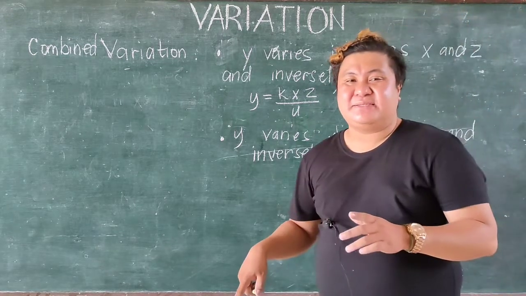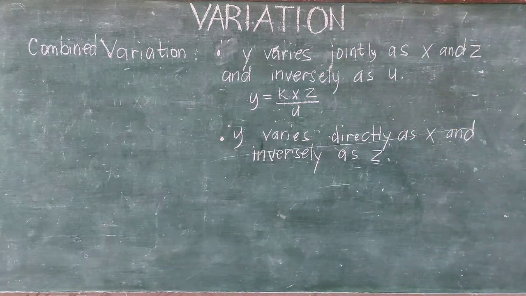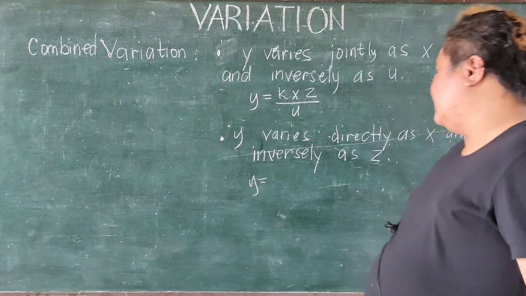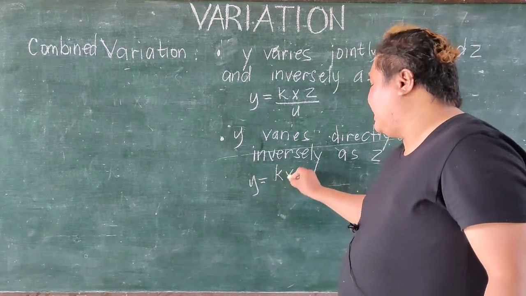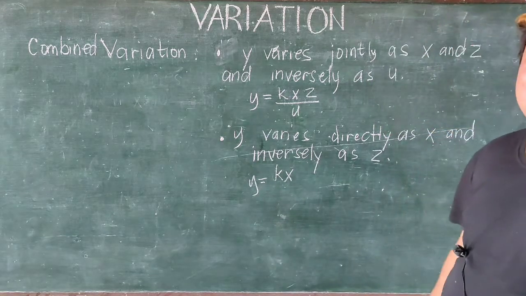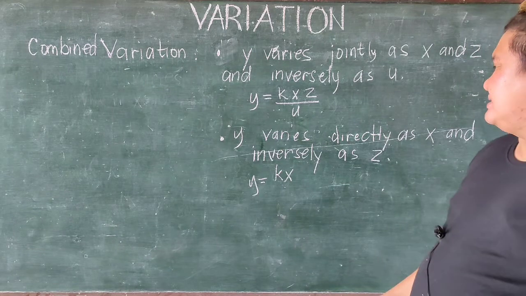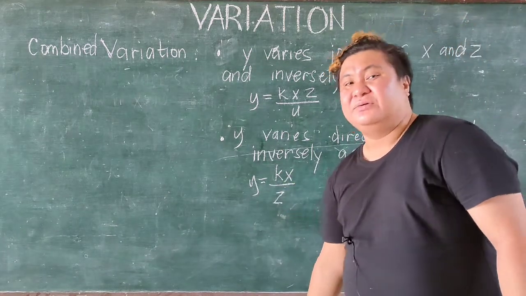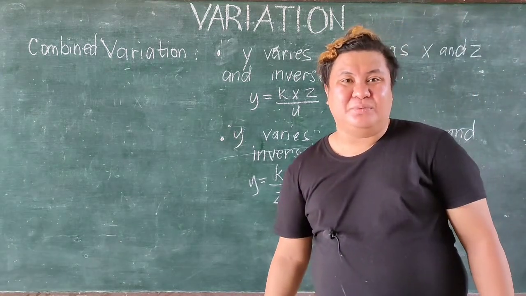Let's have the next statement, which is y varies directly as x and inversely as z. So we have y varies directly as x, so kx, right, that is the formula for direct. And then inversely as z, so over z, because it is inverse to z.